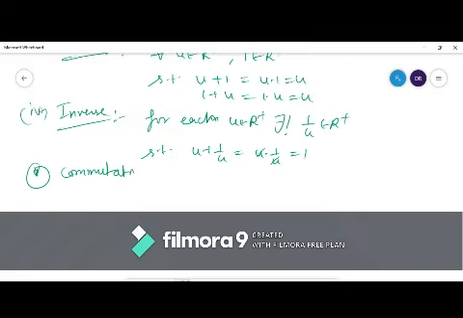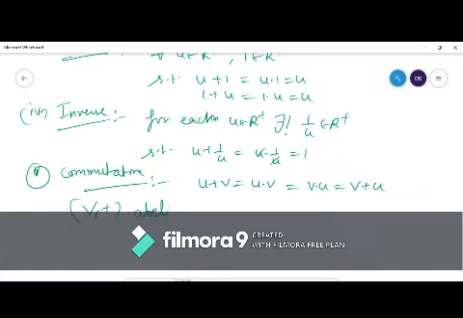U plus v is equal to u into v, and this is v into u. This is equal to v plus u. So addition is commutative. Hence V plus is an abelian group. Now properties of scalar multiplication.